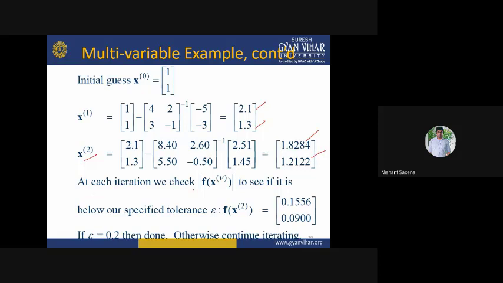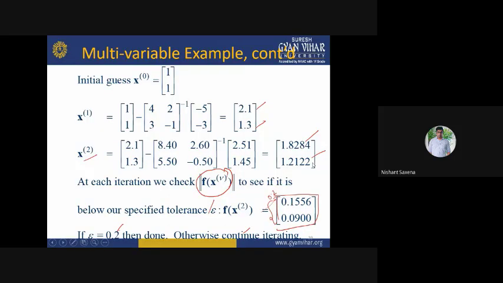Now, at each iteration, we check whether the value is below the specified tolerance limit or not. To check the tolerance limit, we take this value of f of x, which is coming to this. Okay. So what if the tolerance limit is 0.2? Yes, then it is done, because both the values have reduced below the tolerance limit of 0.2. Otherwise the iteration will continue.